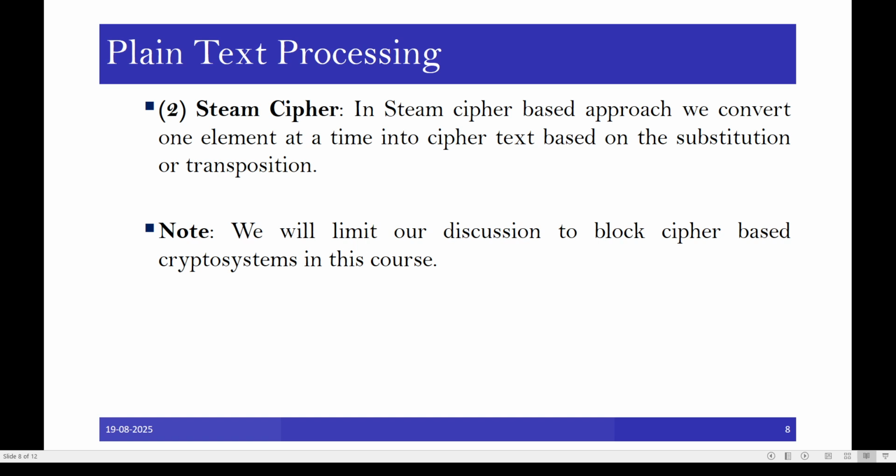We take one element, transform it into ciphertext, then take the second element. This is like a stream of data coming, one by one, and we are transforming it on the fly. We are not taking it in a block, we are taking it in the form of a stream. But in this course, we are limiting our discussion to block ciphers and to the DES-based approach. We are not going to discuss anything about stream ciphers.